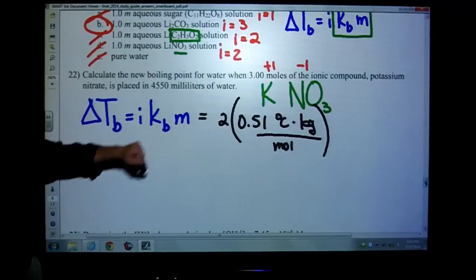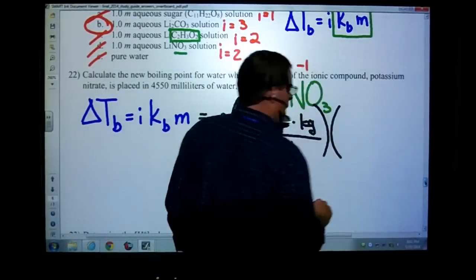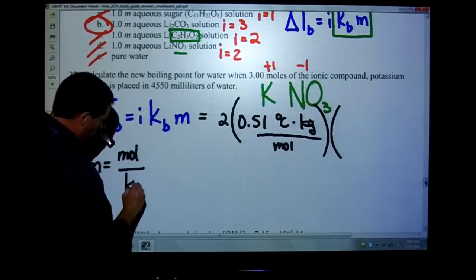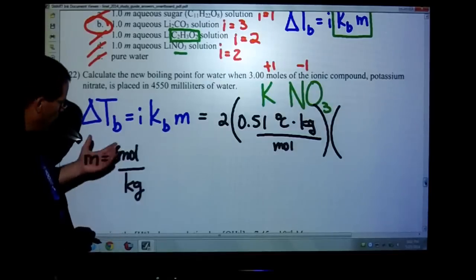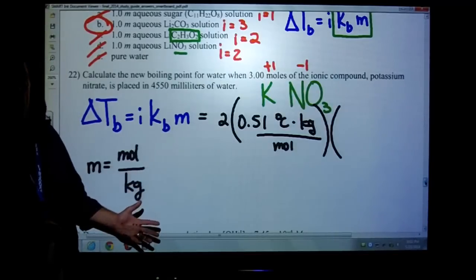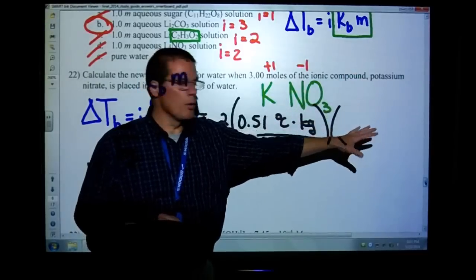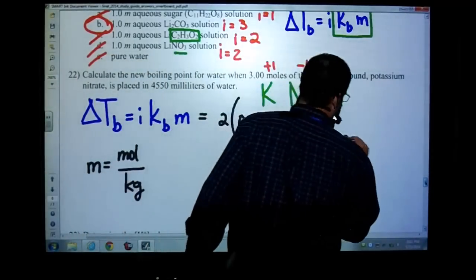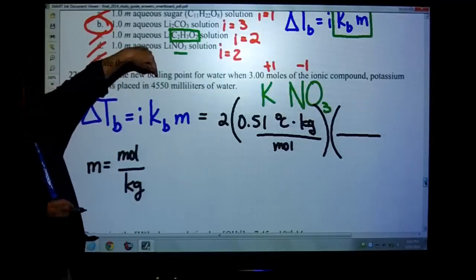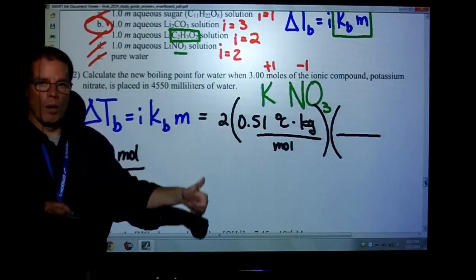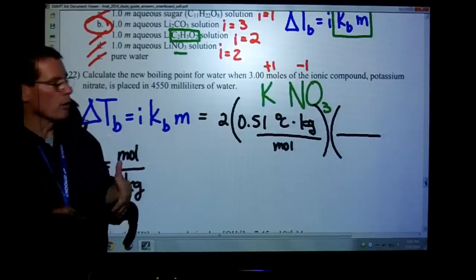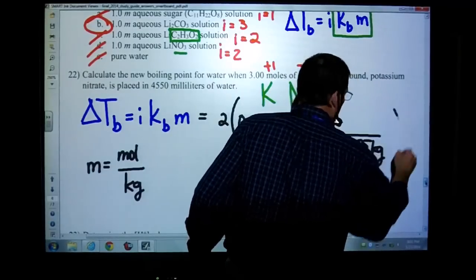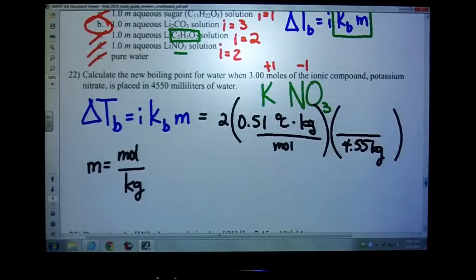And then the last step is, let's find out what our molality is. Molality, by definition, is equal to your moles divided by your kilograms, which we spoke about earlier. Whenever we talk about molality, we would never solve for the molality. We would just input the values and allow the units to take care of themselves and cancel out. In this case, we do know our kilograms. 4,550 milliliters. Remember, 1 milliliter equals 1 gram, and there's 1,000 grams in a kilogram. So this is equal to 4.55 kilograms. We don't have to do anything really strenuous there.